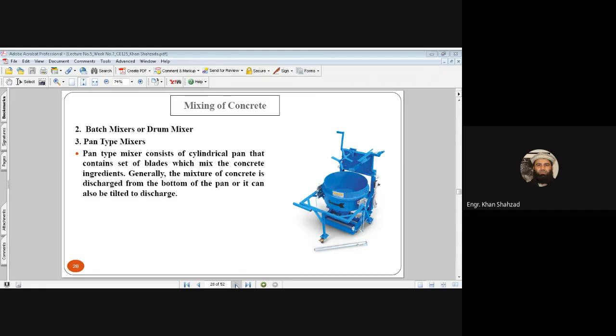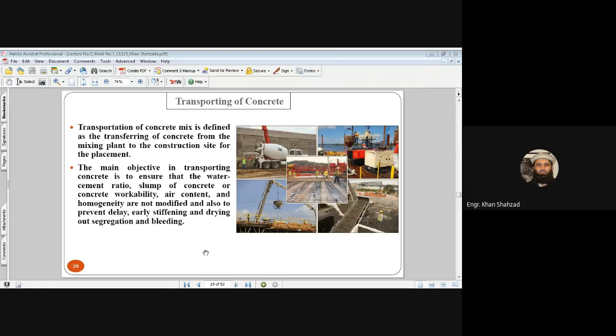If you have any questions so far, you can ask. Otherwise, we will discuss the transporting of concrete, or the transportation of the concrete.